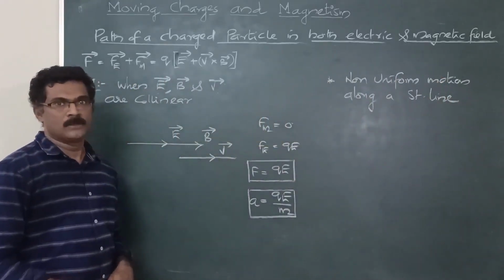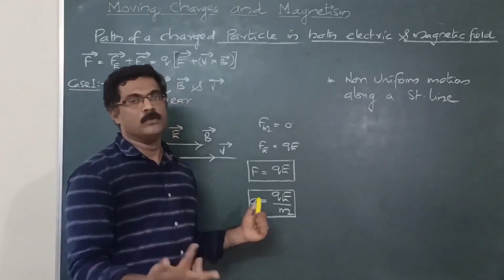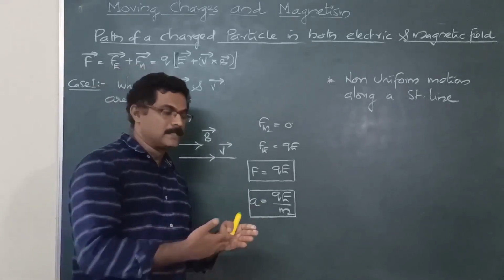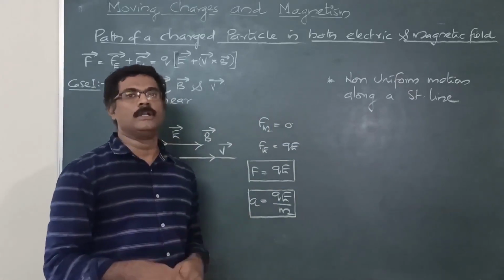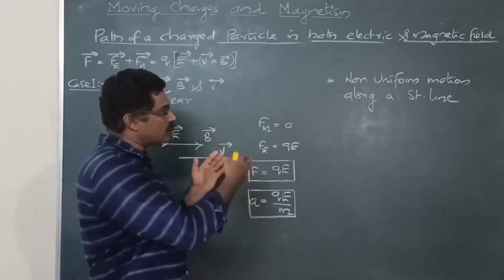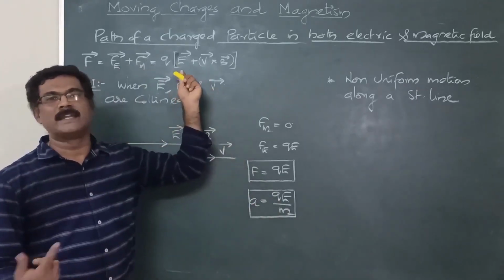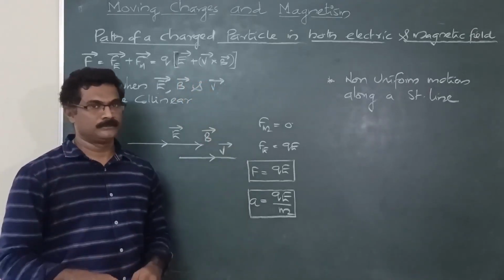You got it? Okay. And you can find the velocity of the particle after a time by using V is equal to U plus AT. And also you can find the displacement of the charged particle during a time interval t: S is equal to ut plus half at square. Like that you can solve the problem. Okay, so the basic idea is to calculate the net force acting on the charged particle.